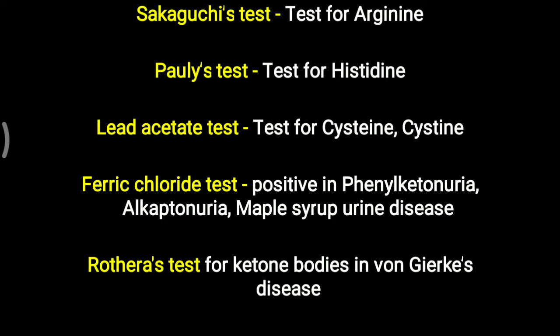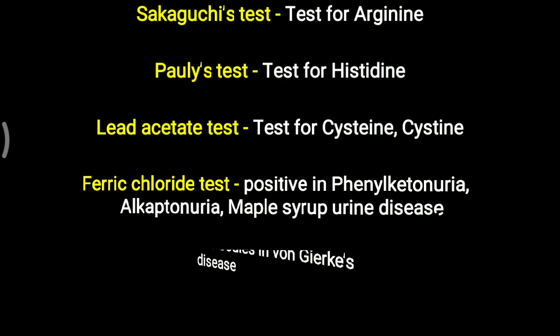The Rothera test is positive for ketone bodies. Now ketone bodies generally appear in two conditions, that is starvation and diabetes mellitus. But apart from that, in von Gierke's disease, where the enzyme glucose 6 phosphatase is deficient, the glucose 6 phosphatase deficiency leads to hypoglycemia and ketoacidosis. So the Rothera test will also be positive in von Gierke's disease.